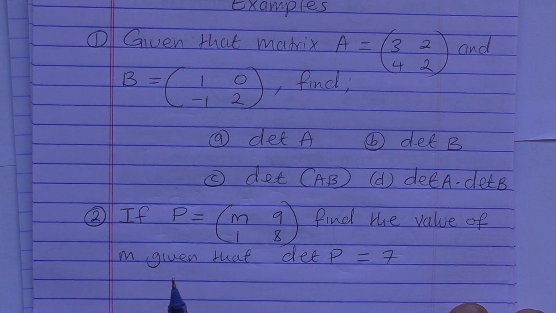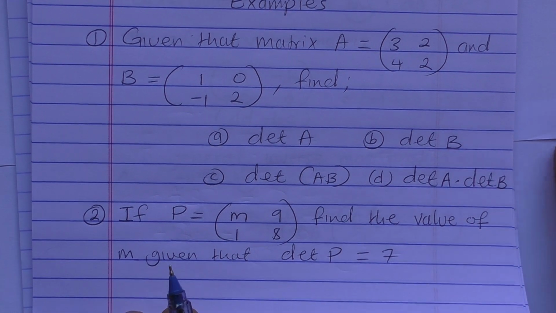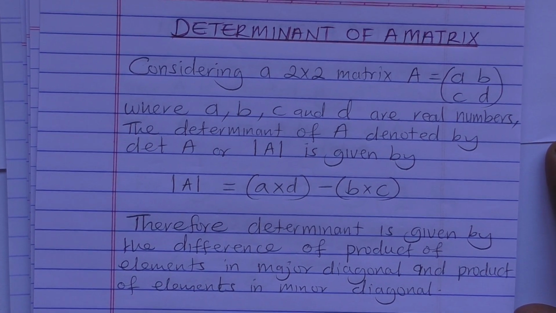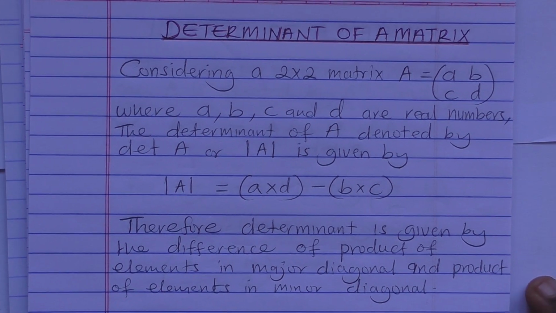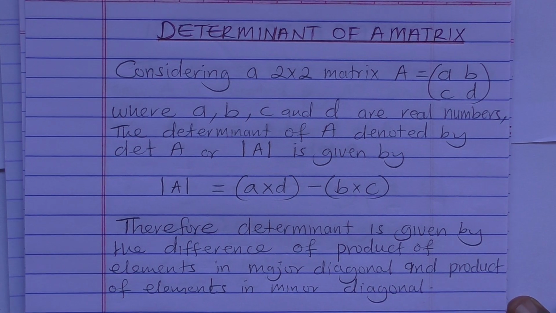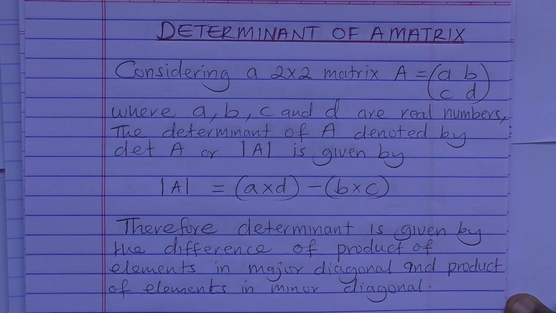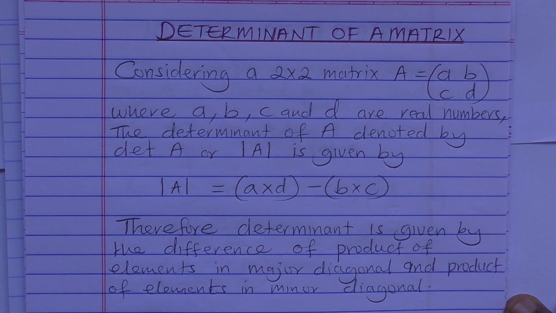Next is how we get determinant and probably inverse of a matrix. So this will be for our next lesson, so please don't miss out. We are going to look at how we get determinant and the inverse of a matrix in our next lesson.